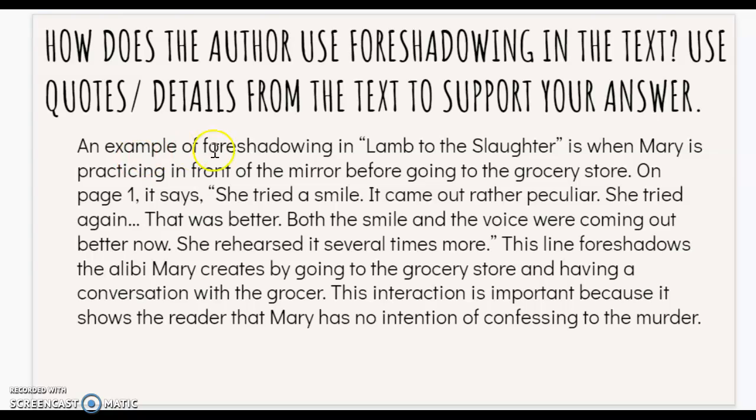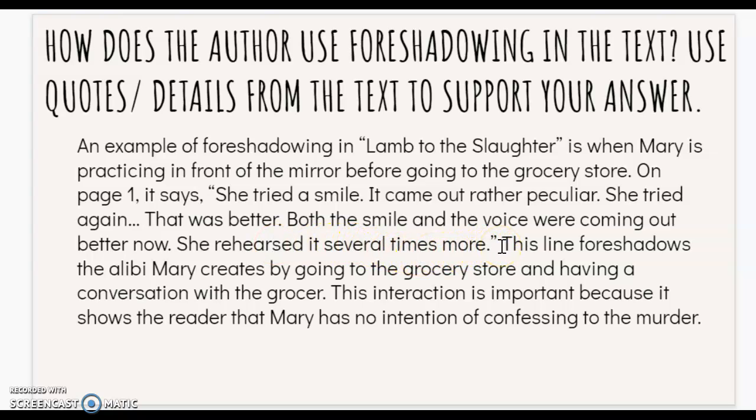So, an example of foreshadowing in Lamb to the Slaughter is when Mary is practicing in front of the mirror before going to the grocery store. This is our claim. Now the evidence. On page 1 it says, quote, "She tried a smile. It came out rather peculiar. She tried again. That was better. Both the smile and the voice were coming out better now. She rehearsed it several times more."